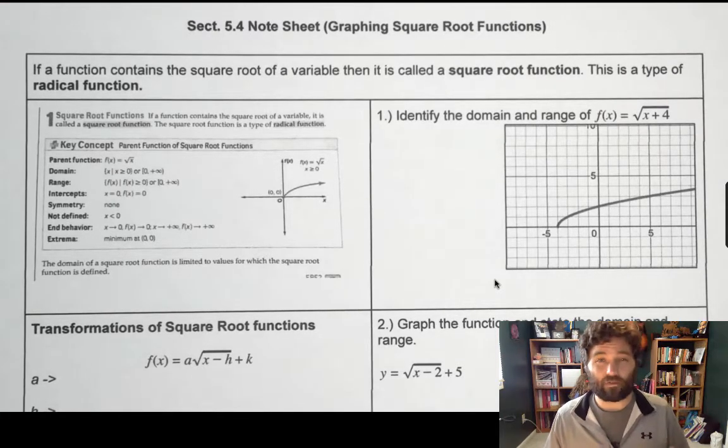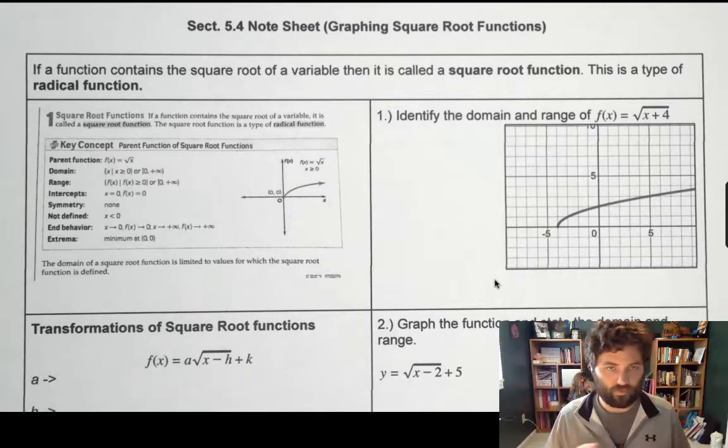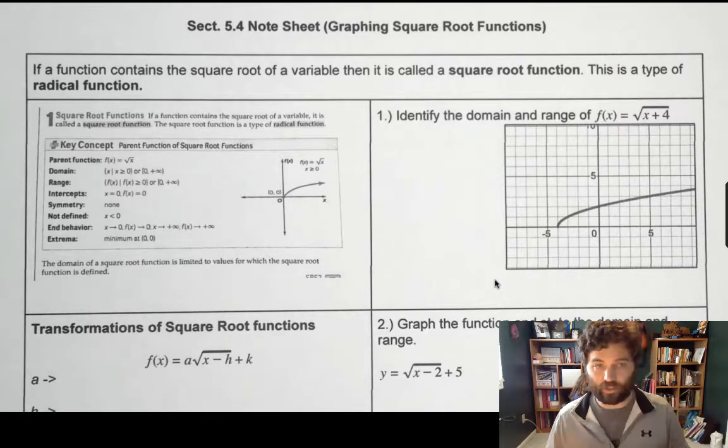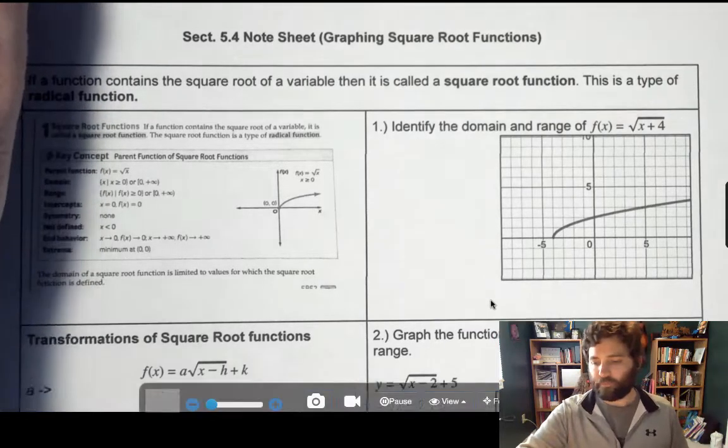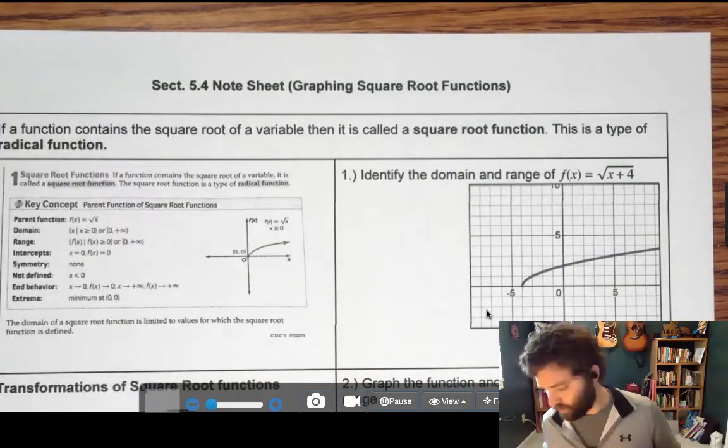This is a type of radical function. There are lots of different types of radicals: cube root, square root, fourth root. Any kind of root is a radical function. Here are some key things about this family of functions, and specifically about the parent function. Remember, the parent function of a family of functions is the simplest version of that function.